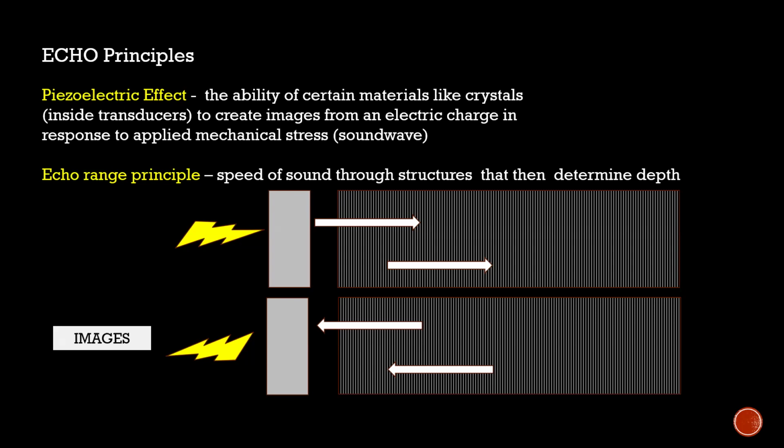Your echo range principle is the speed of sound that can determine depth. Basically, the time sound waves get reflected back from the tissue to the transducer can be converted into a measure of distance. The longer the sound travels, the deeper the structure.